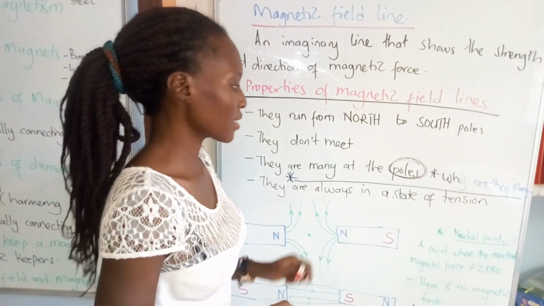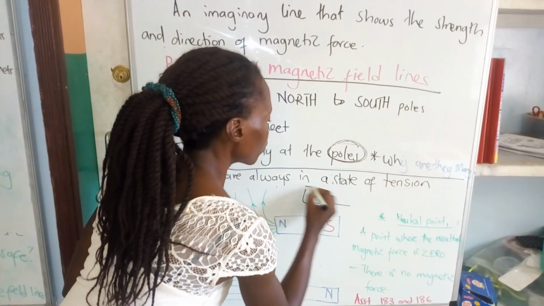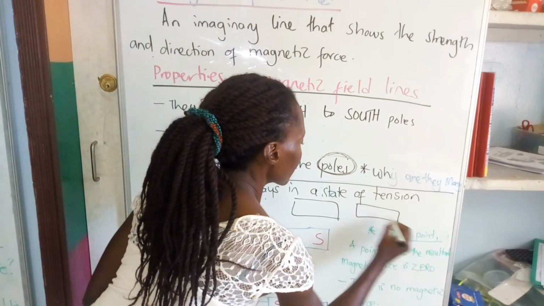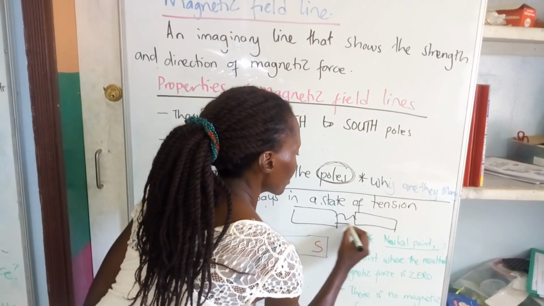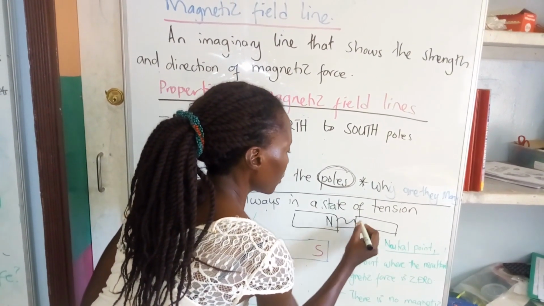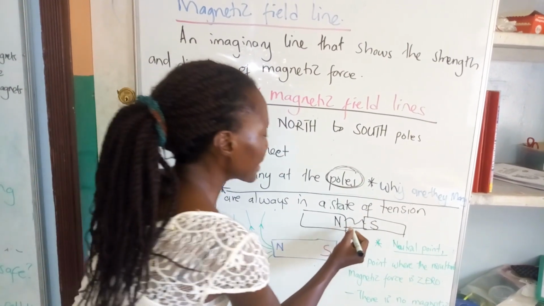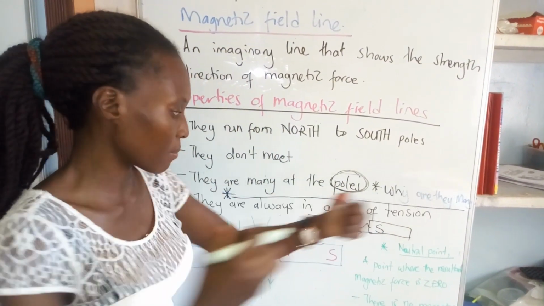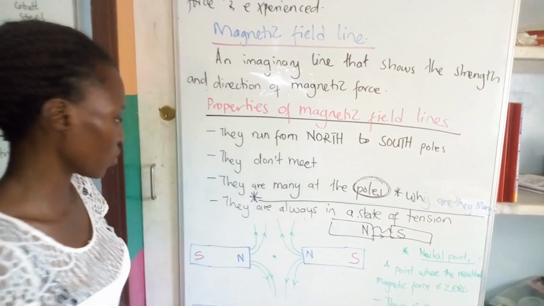And then they are always in a state of tension. It's hard for you to draw them like this, like that. You always do that because if there is a north pole, there is a south pole there. There is a force holding them like this. They are being held in tension.